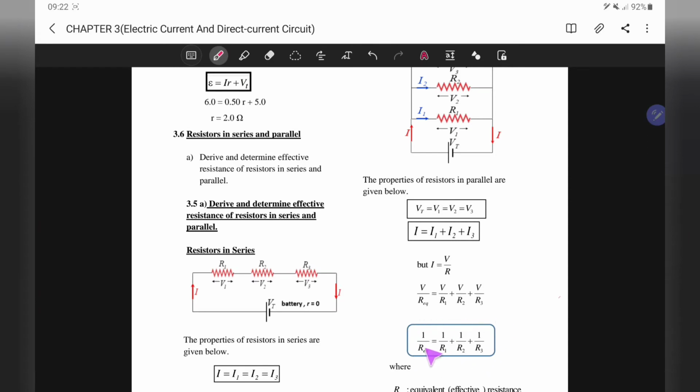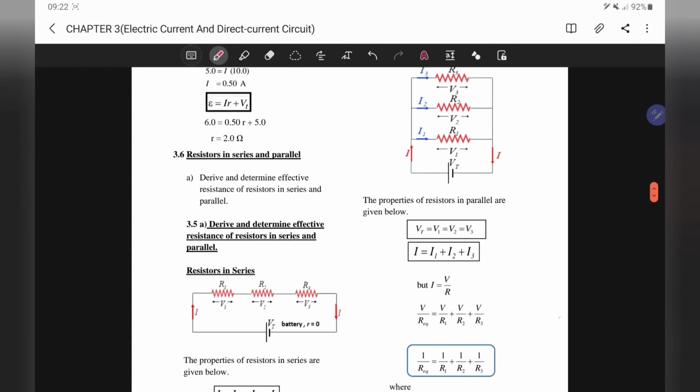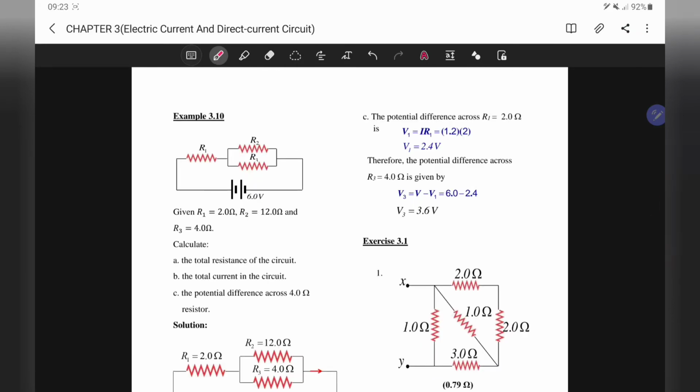For any parallel arrangement, it must be 1 over R equals 1 over R1 plus 1 over R2 plus 1 over R3. So it's quite different compared to the capacitor. For any capacitors arranged in parallel, to calculate C total, it must be C1 plus C2 plus C3, isn't it? But for the resistor, it's quite different. So don't be confused by that. Okay, so let's discuss one example for this subtopic.